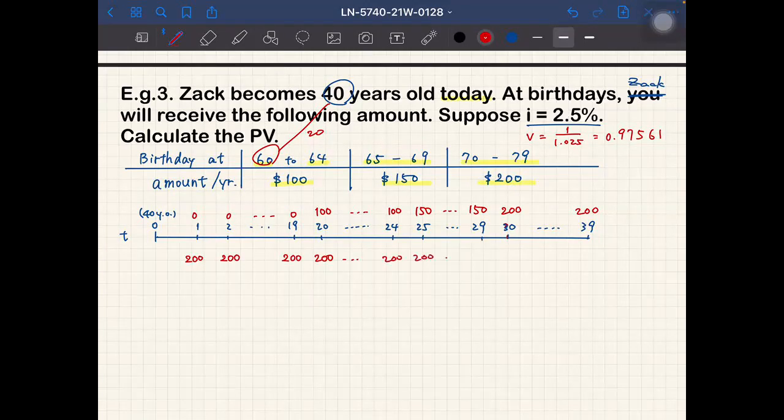So we start with 200 each, from time 1 to time 39. Then the next payment. Now we have matched these 10 payments. The next one is 5 payments of $150. That is $50 less than the last 10 payments. So we subtract $50 for time 1 to time 29.